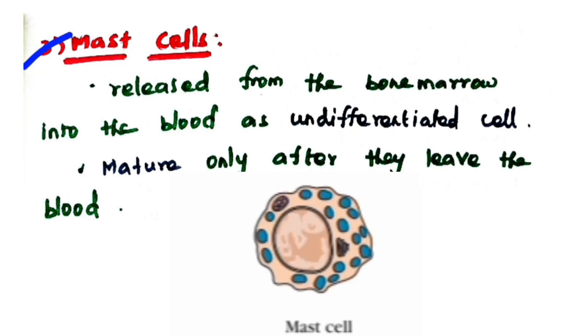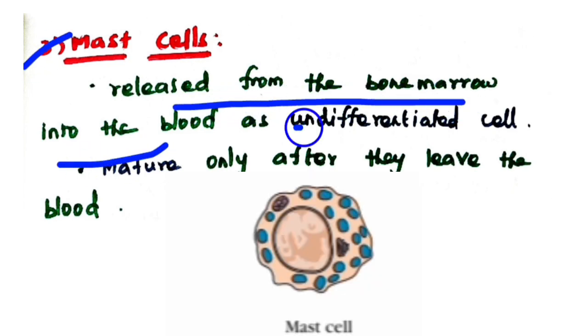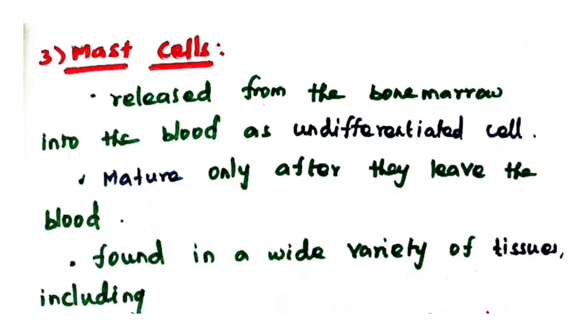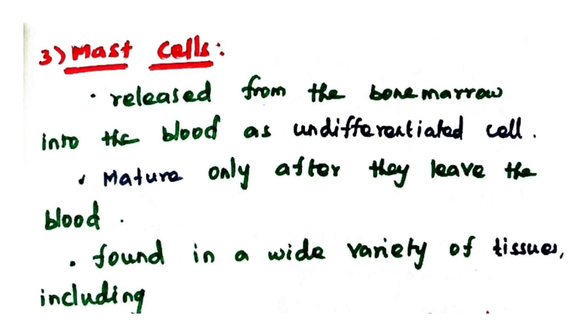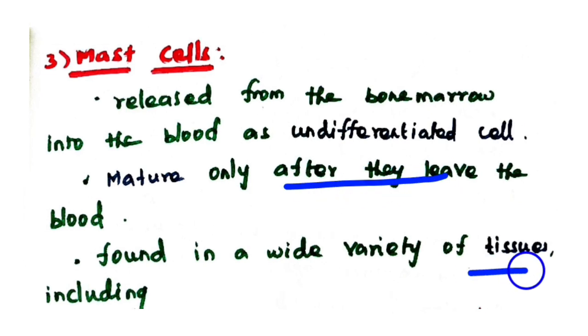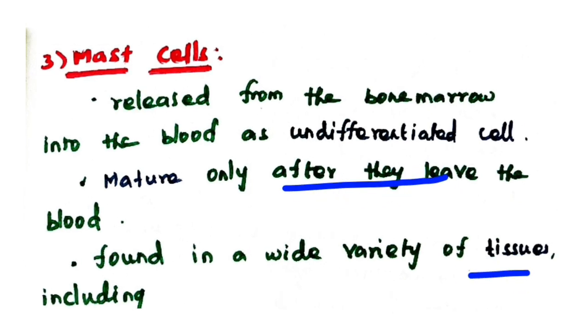Then the next one is mast cells. Mast cells are released from the bone marrow into the blood as undifferentiated cells. These mast cells mature only after they leave the blood. In the blood these mast cells are undifferentiated cells. Once they leave the blood and enter into the tissues, they get differentiated.